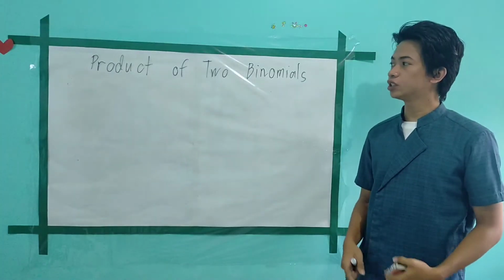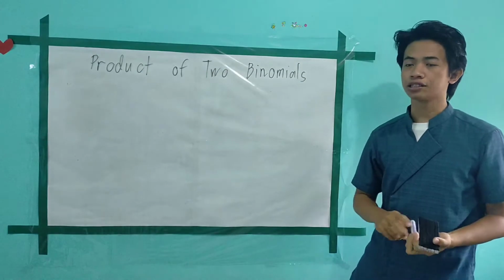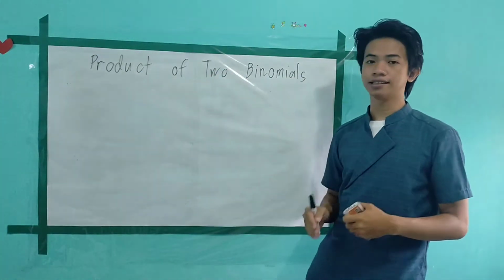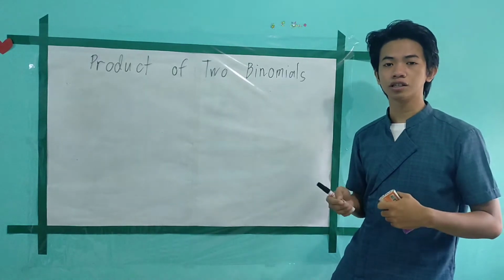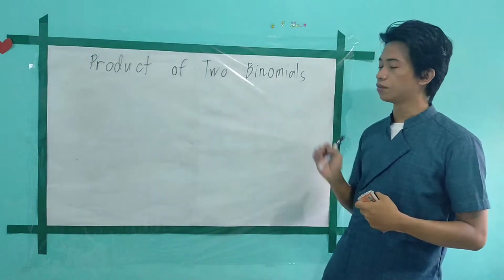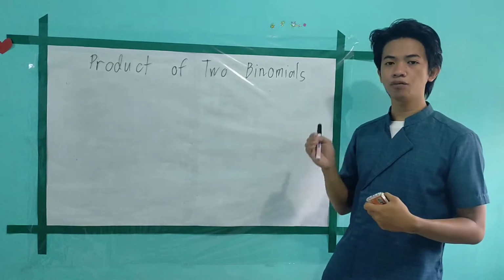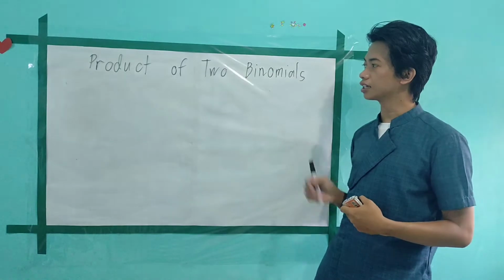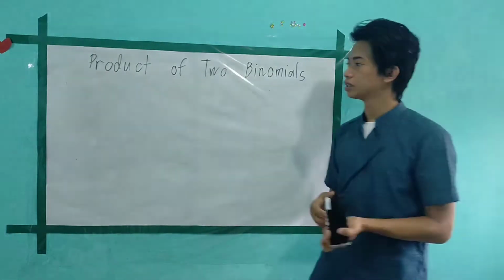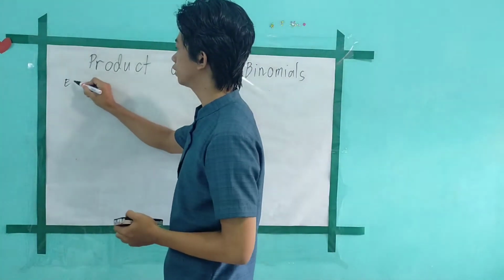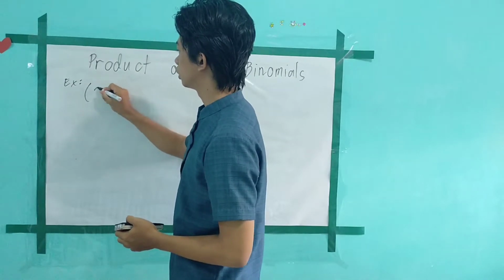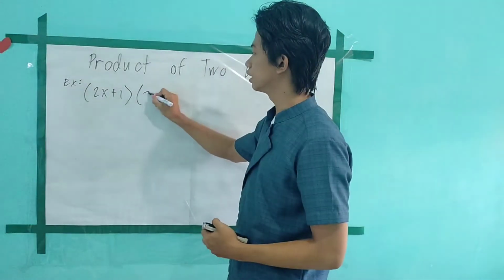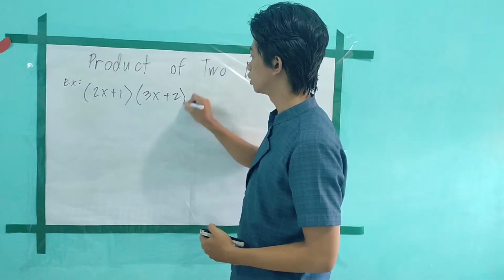So let's proceed to the product of 2 binomials. When we say product, it is the result or the answer to a multiplication. When we say binomial, it is a polynomial with 2 terms. So let's have an example of products of 2 binomials. Let's say our example is 2x plus 1 and the other binomial is 3x plus 2.